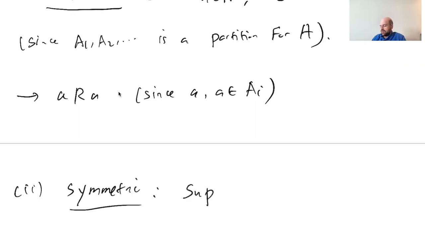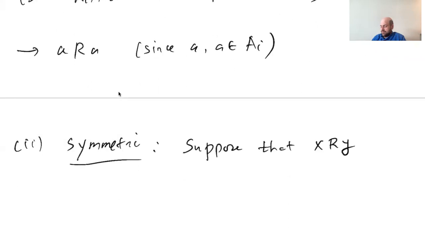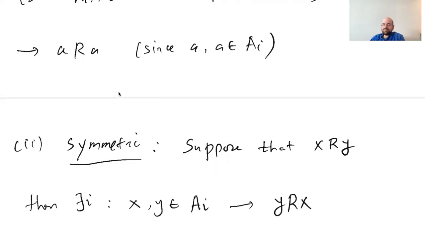So suppose that X is in relation with Y, then what can we say? Then we can say there exists some index I such that X and Y, they're both in AI, right? Well, the same reasoning means that Y and X are also in the relation, for X and Y both in AI for some I, therefore Y is also in relation with X.